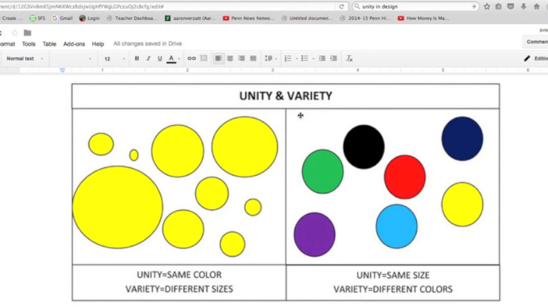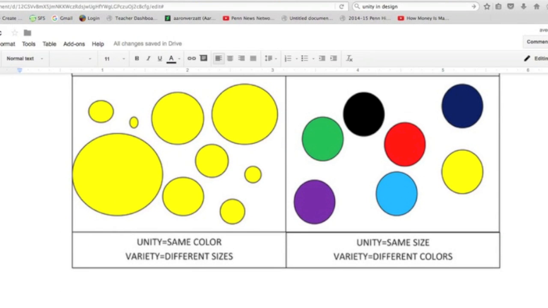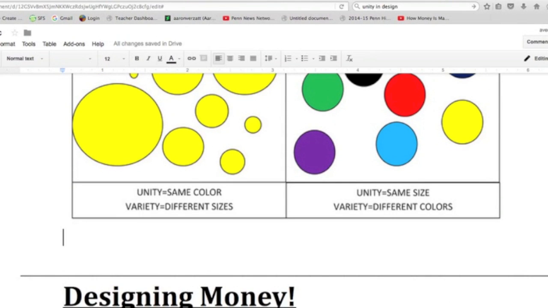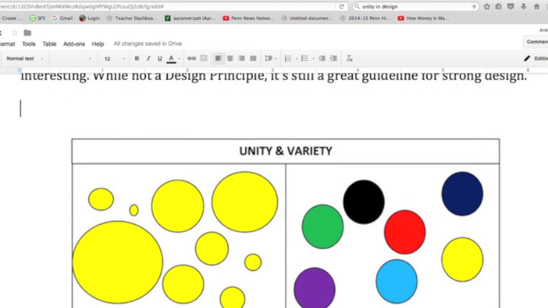All right, here's a fun thing. Whenever you work with unity, try to think of variety as well. So unity and variety. Here we got unity in form, variety in color. Here we got unity in color, variety in form. See that? So you can still try to capture the same thing. There's intentionality behind this. Is that even a word?